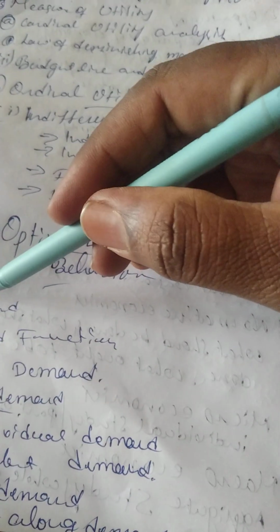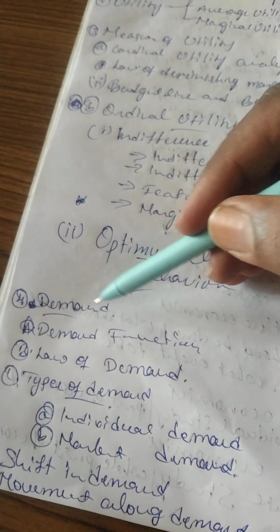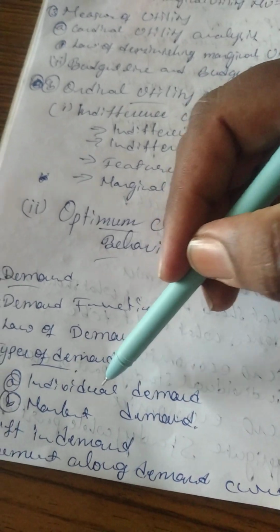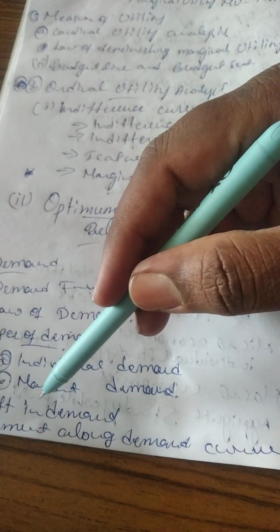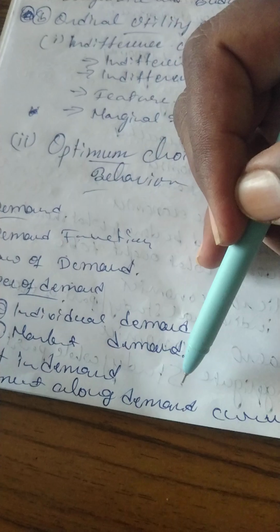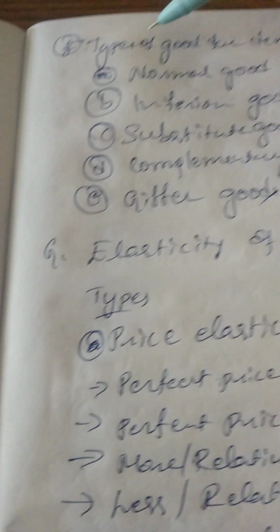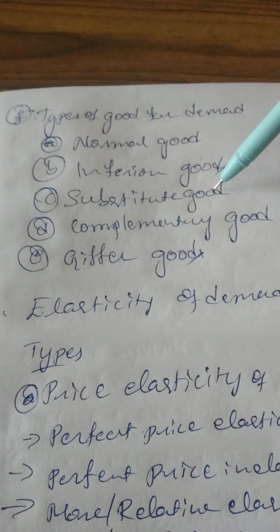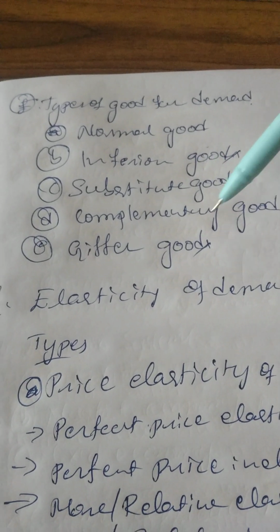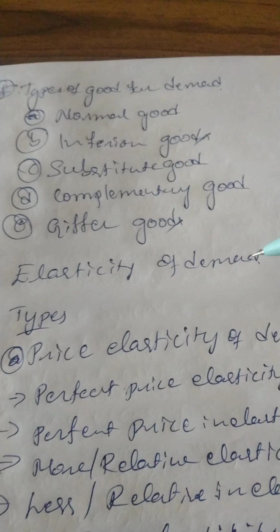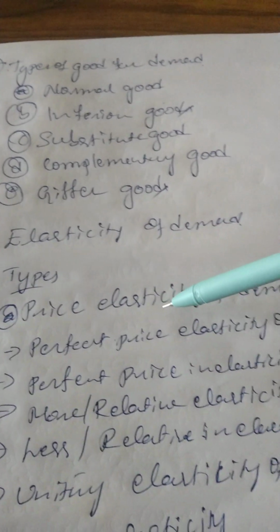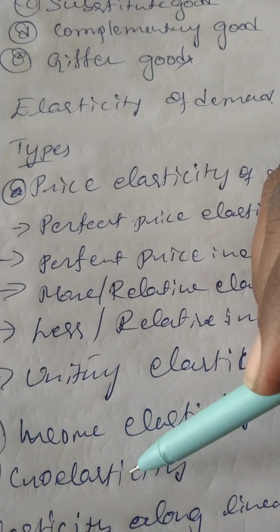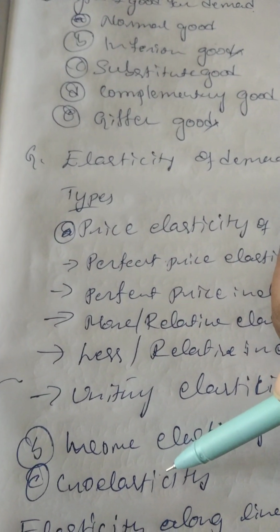Next to that, demand: the concept of demand, then demand function, law of demand, types of demand, individual demand, market demand, then shift in demand, movement along the demand curve, then types of goods: normal good, inferior good, substitute good, complementary good, given goods, then elasticity of demand, types of elasticity: price elasticity of demand, income elasticity of demand, and cross elasticity of demand.